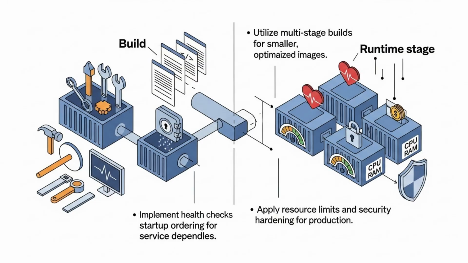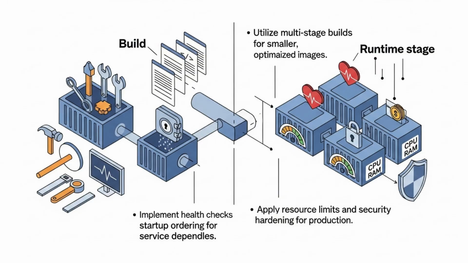Building containers is one thing, but making them production-ready requires a thoughtful strategy. One powerful technique is to utilize multi-stage builds. This separates your build dependencies, like compilers, from your runtime image, resulting in significantly smaller and more secure production containers. For our multi-service platform, implementing health checks and startup ordering is crucial. For instance, our backend needs the database to be fully ready before it attempts to connect. Health checks ensure services are truly operational before traffic is routed to them.